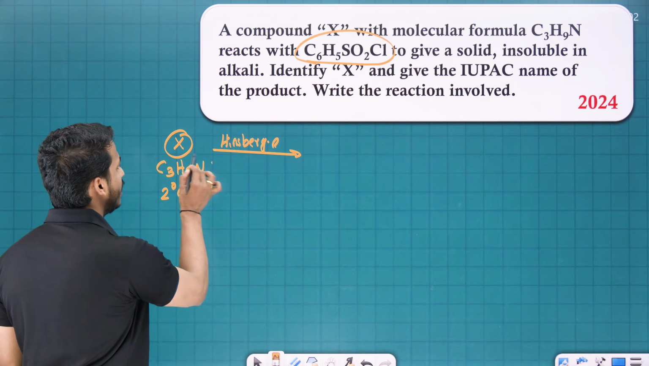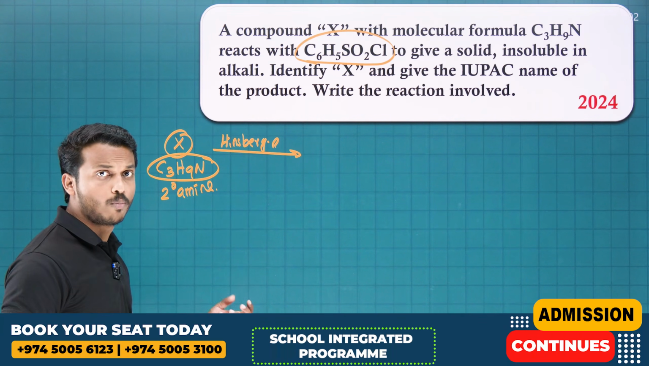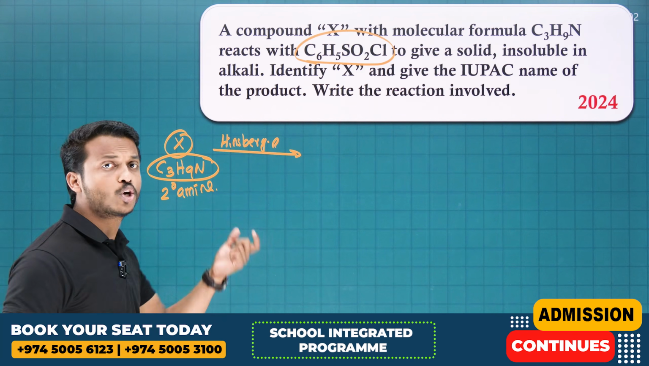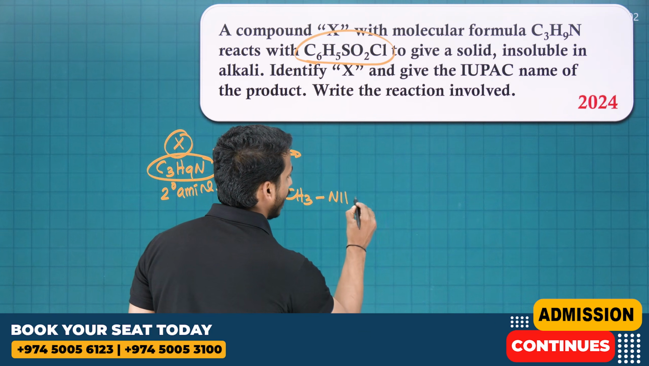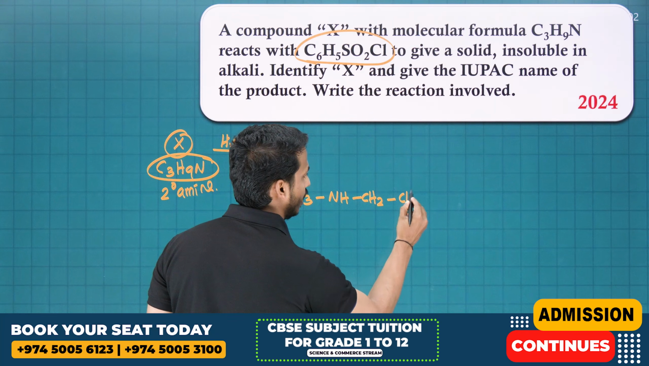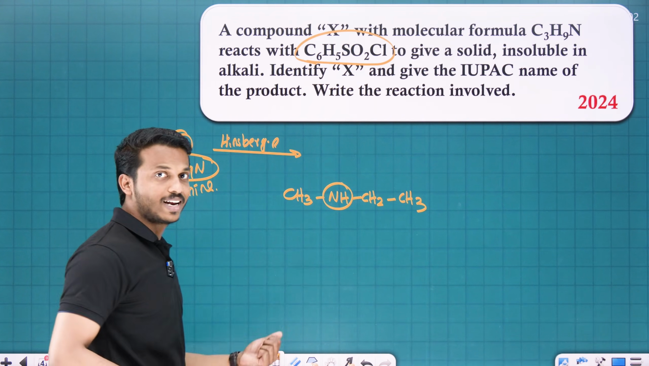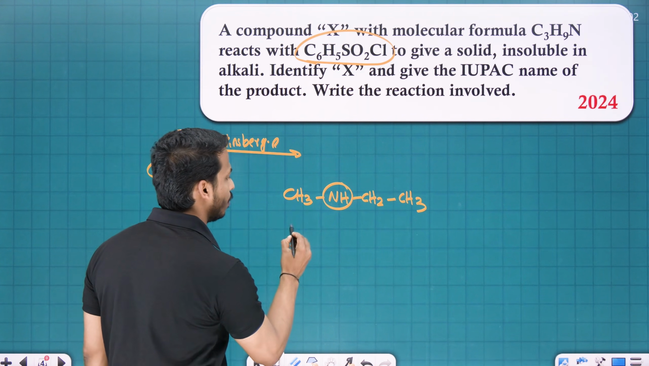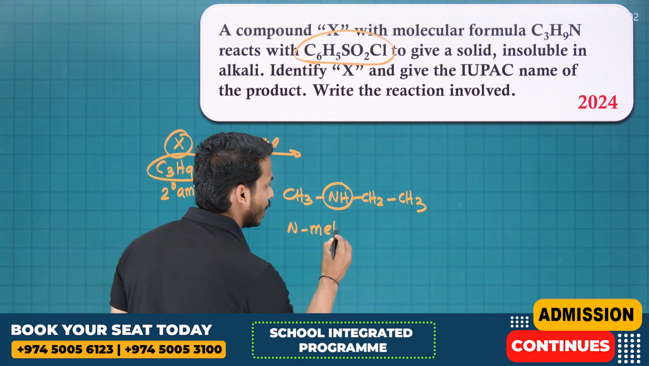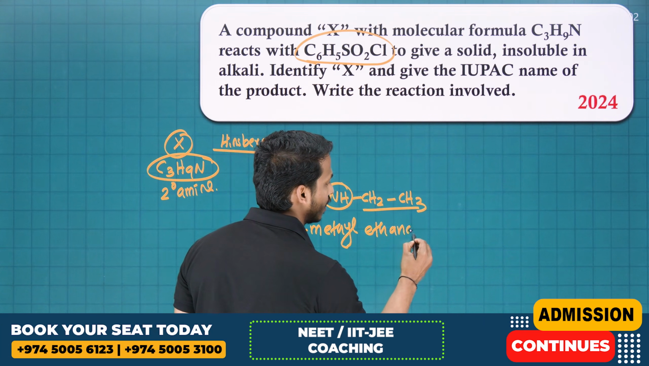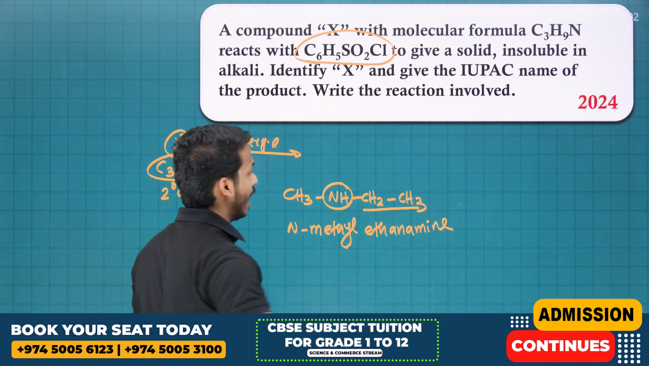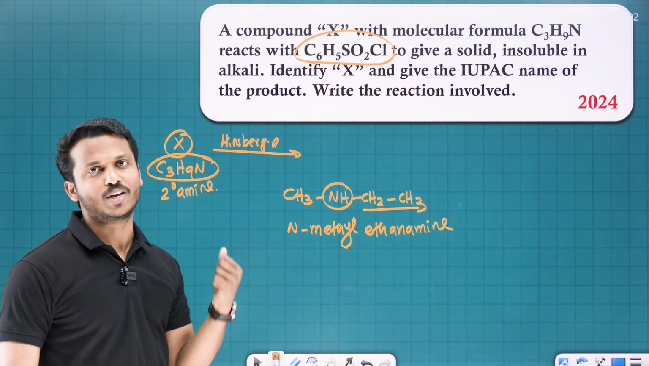Simple, my dear. C3H9N is the formula, a total of 3 carbons, and it should be a secondary amine. What can it be? It can be CH3NHCH2CH3. NH is the secondary one, right? Here N contains one methyl group. So what is the IUPAC name? N-methyl, and the 2-carbon chain containing amine we call ethanamine. N-methylethanamine, that is the IUPAC name.